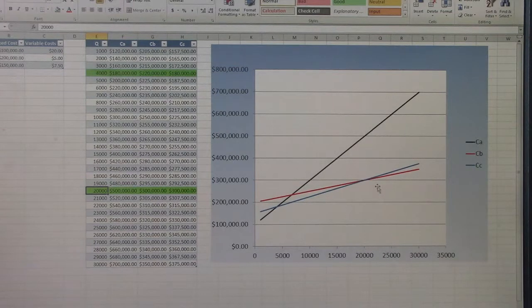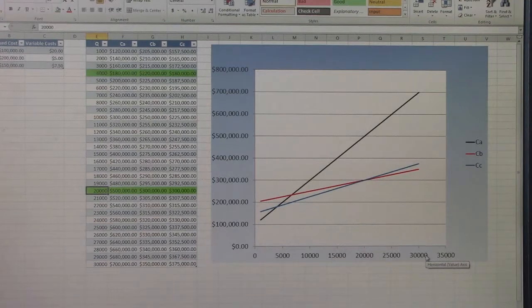And then naturally beyond the 20,000 units, we have alternative B taking over. It then becomes the most feasible. So for a small quantity, alternative A is the most feasible. For an intermediate number of products, alternative C is the most feasible. And for a large quantity of products, quantities of over 20,000 units, alternative B is most feasible.